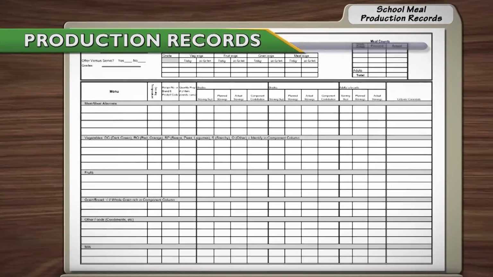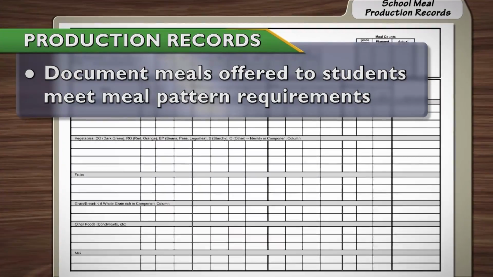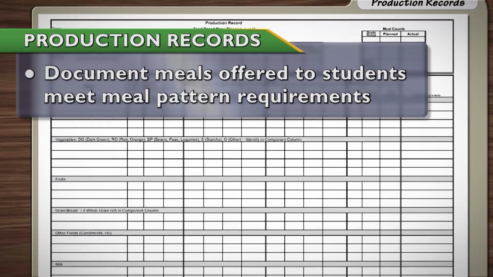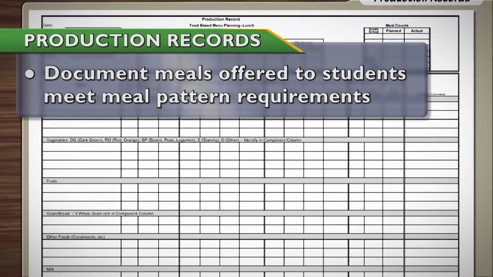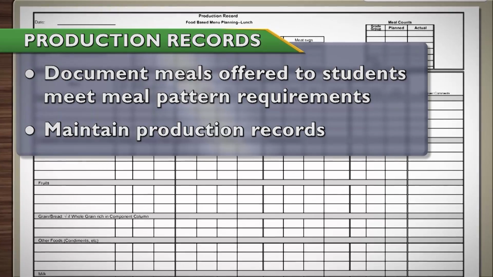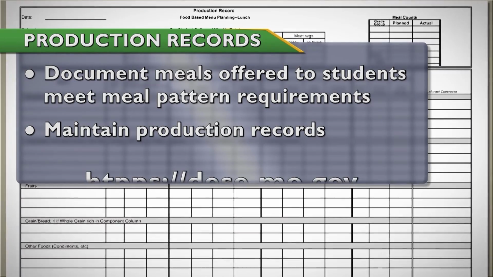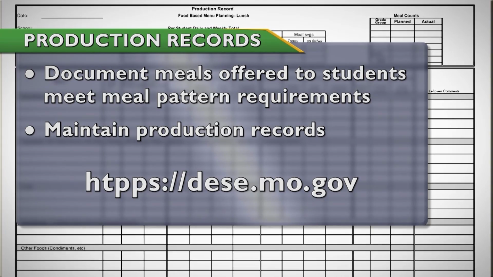LEAs are required to document that meals offered to students meet meal pattern requirements. This is accomplished using production records. It is very important that LEAs maintain their production records. Production records can be found on the DESE Food and Nutrition Services website.